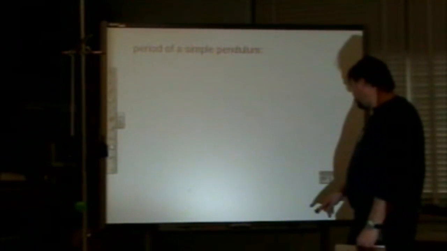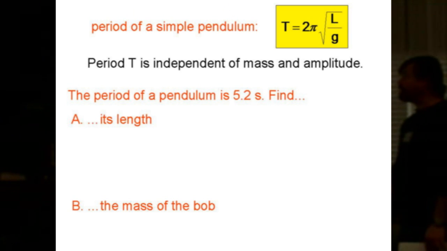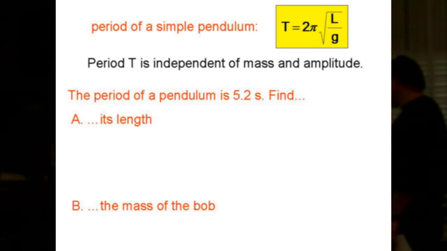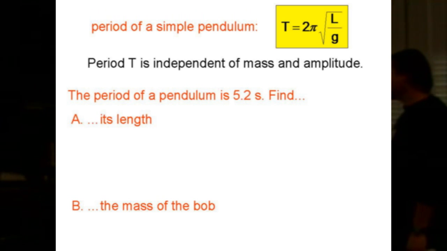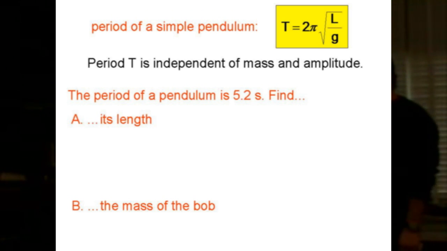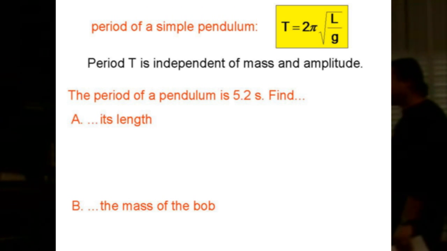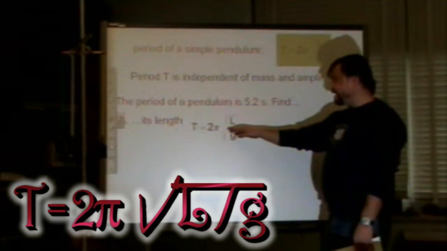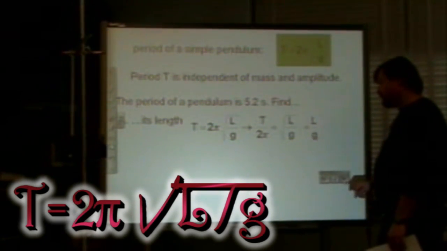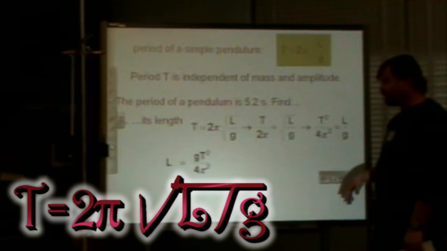All right, so once again, we found the time period for a simple pendulum. Our equation is T equals 2 times pi, square root of the length over the acceleration due to gravity. And the period is independent of the mass and the amplitude, once again, as we see from our equation. So let's find the length of the string that holds the pendulum bob if the period of the pendulum is 5.2 seconds. So we have our equation, and we want to use algebra to rearrange our variables so that we can find length.